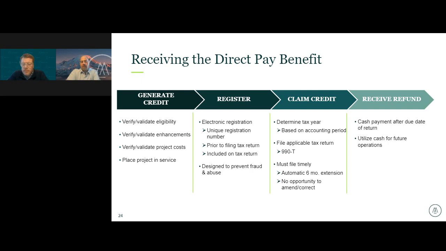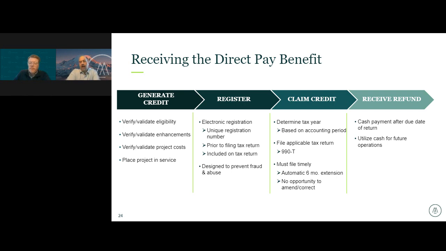And that has to be done prior to you filing the tax return. Otherwise, you can't put that registration number on your tax return. And the reason for this registration process is really to prevent fraud and abuse in the system, in order to ensure that each individual property that's registered has that individual number and can be tied back. And then you're going to claim your credit.